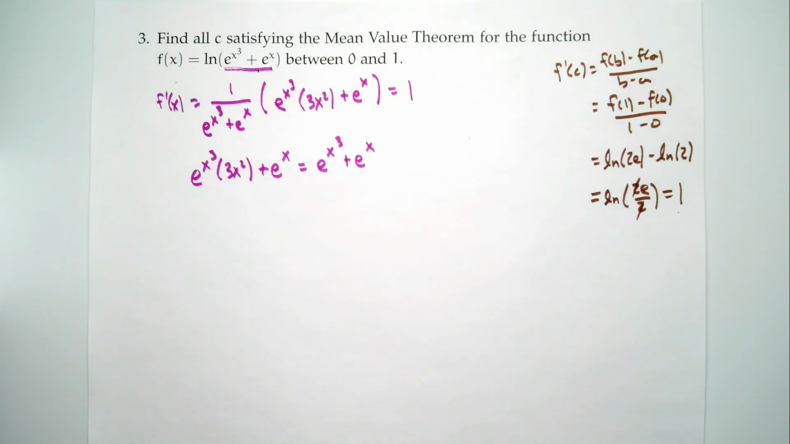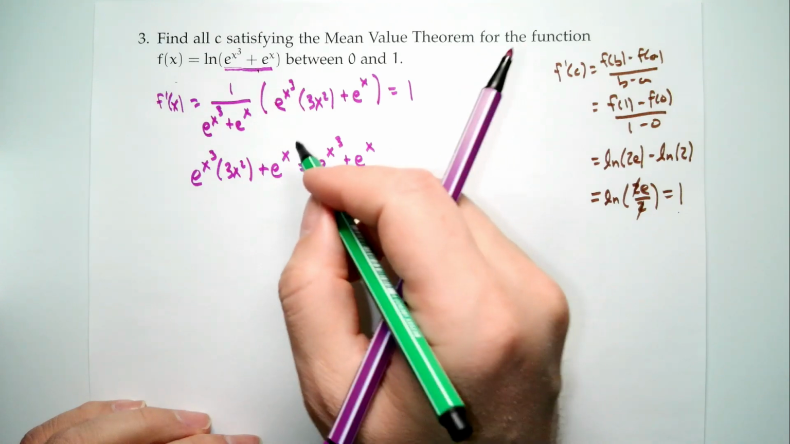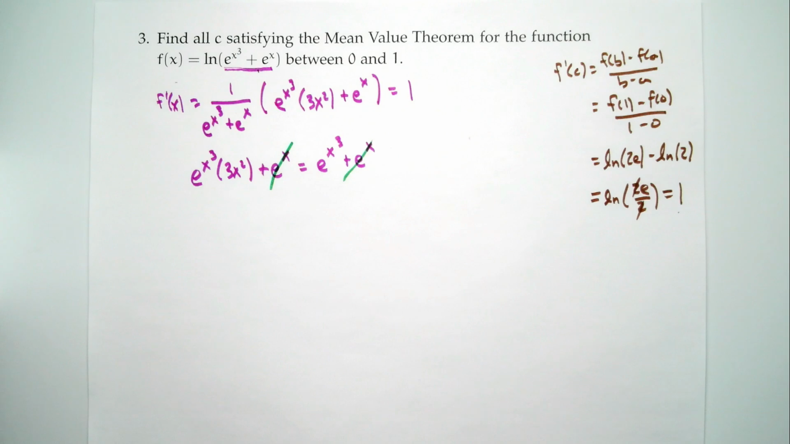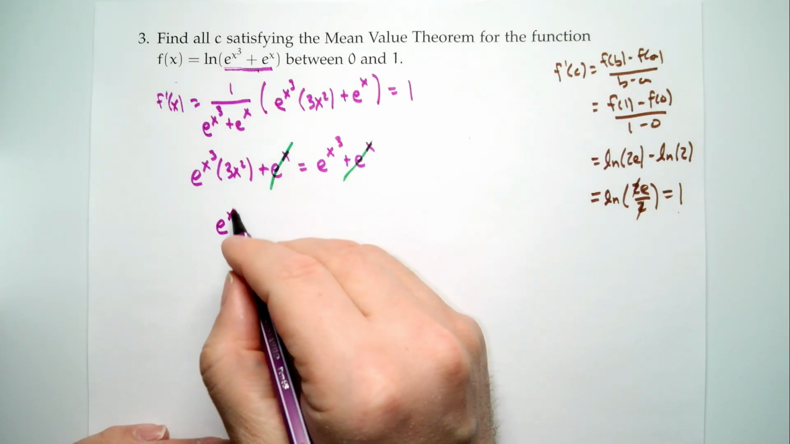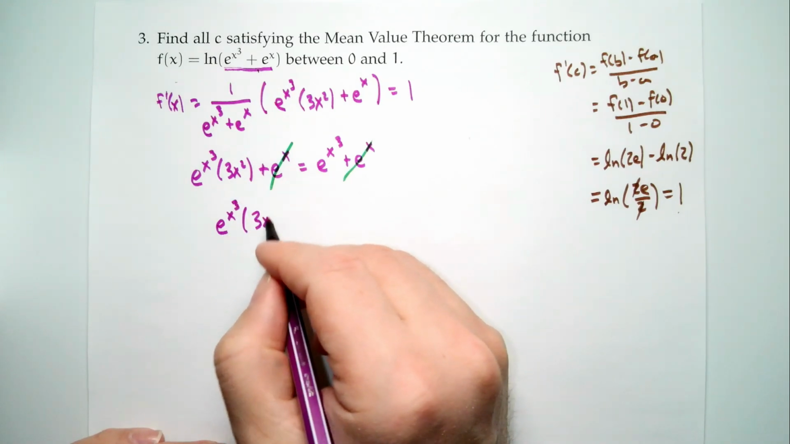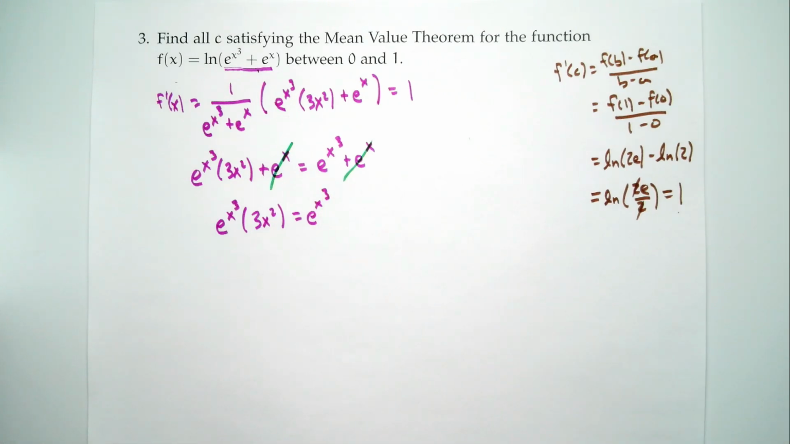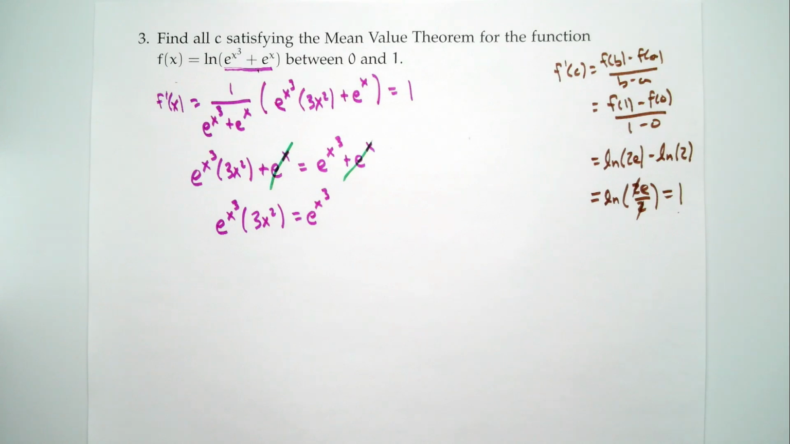Well, if we've lived a good life, a good, clean, calculus, algebra life, things should simplify. E to the x is gone. Nice. All right. So that says e to the x cubed times 3x squared has to equal e to the x cubed. They might say, well, let's just keep canceling stuff. Well, what do you want to cancel? Well, both things have an e to the x cubed. Let's cancel those.